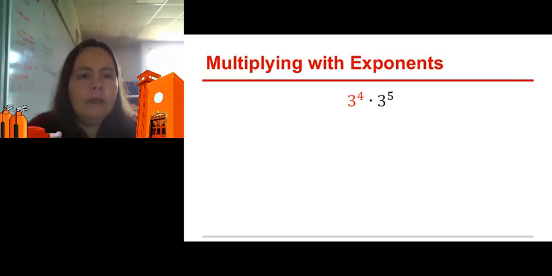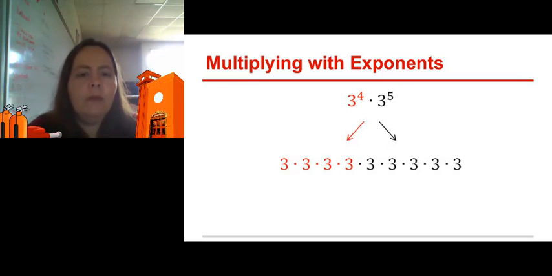And in order to multiply today, we're going to be expanding. So 3 to the 4th is going to become 3 multiplied 4 times, and 3 to the 5th is going to become 3 multiplied 5 times. Now, if you look at that expression, you have 4 red 3's and 5 black 3's. All together, you have 9 3's being multiplied, which gives us the expression 3 to the 9th power.